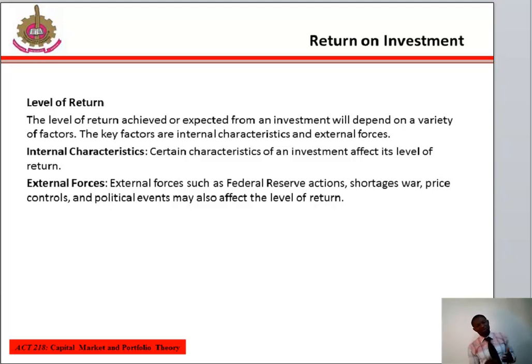Another external force is the general price level that changes either upward caused by inflation or downward caused by deflation. Inflation, as you know, that is a general increase in the level of price of goods and services, tends to have a positive impact on certain types of investment instruments, such as real estate, and a negative impact on others, such as stocks and fixed income securities. Rising interest rates, which normally accompany increasing rate of inflation, can significantly affect returns.